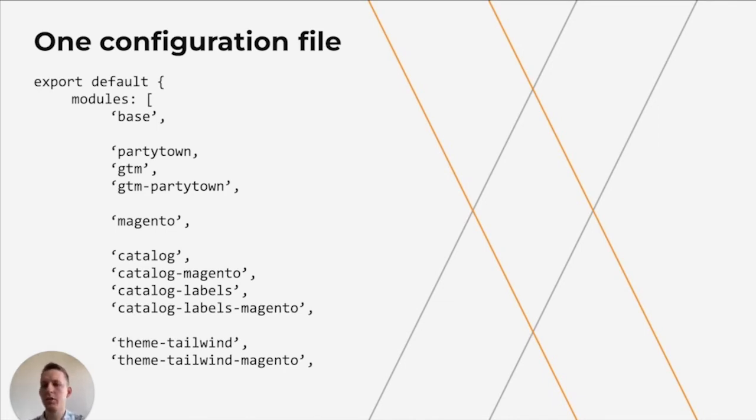Another example is, for example, catalog module that will provide the basic general functionality for the catalog, like category detail and product detail. And if I want to integrate it with Magento, which is one of our integrations, I enable catalog Magento module that will provide the integration of the catalog module into the Magento backend. And by default, catalog does not have product labels. So if I want to enable product labels, I enable catalog labels module, and again, catalog labels Magento for the integration of catalog labels into Magento backend.